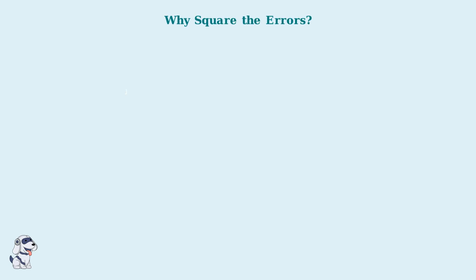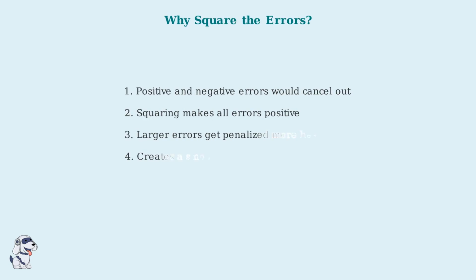But why do we square the errors instead of just adding them up? There are several important mathematical reasons. First, positive and negative errors would cancel each other out, giving us a misleading total. Second, squaring ensures all errors are positive. Third, it penalizes larger errors more heavily. And finally, it creates a smooth mathematical surface that we can optimize.